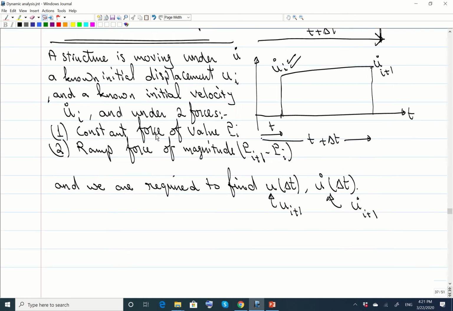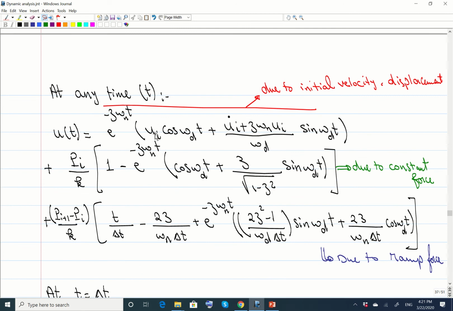Now, how can we find this? At any time t, u of t will have four parts of solution. The first is due to an initial velocity and displacement under free vibration. If you just revise the equation for free vibration, that's what we have when we have an initial velocity and an initial displacement. So e to the power negative zeta omega n t multiplied by u_i cosine omega d t, plus the term due to the initial velocity, u_i dot plus zeta omega n u_i, divided by omega d, sine omega d t.